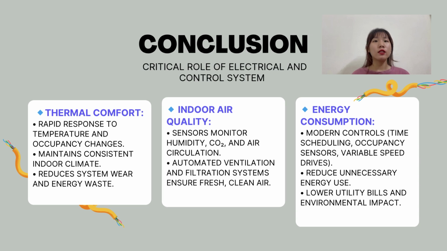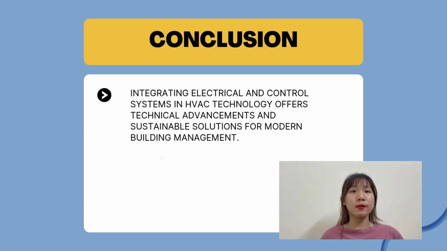And last, energy consumption. By integrating time scheduling, occupancy sensors, and variable speed drives, we can significantly reduce energy waste. This leads to lower utility bills and a smaller environmental footprint, a win for both cost and sustainability. Conclusion: smart electrical and control systems are not just optional upgrades, they are essential components of a modern, efficient, and healthy HVAC system.